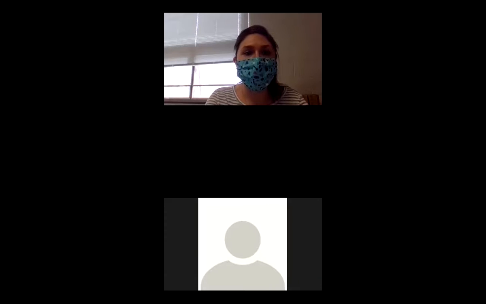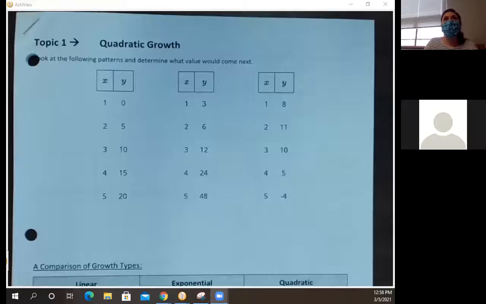We are talking about quadratic functions. And I want to start with a little refresher of what we saw with linear functions and exponential functions. Remember, three big types of functions that we see in Algebra 1: linear, exponential, and quadratic. We've seen linear and exponential already.